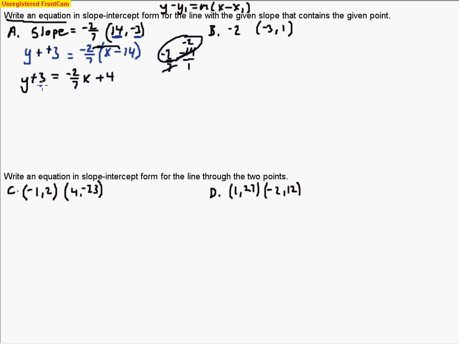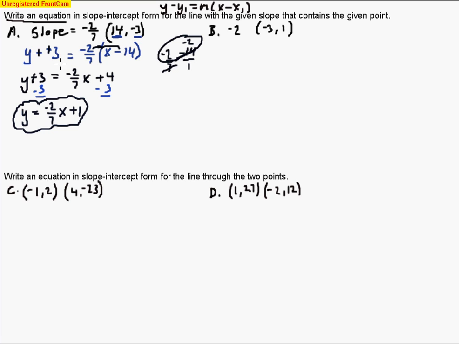From there, all we have to do is move this 3 over. That's just a subtraction problem, and we'll have our answer. So there it is: y equals negative 2/7 x plus 1. So we've got our answer.